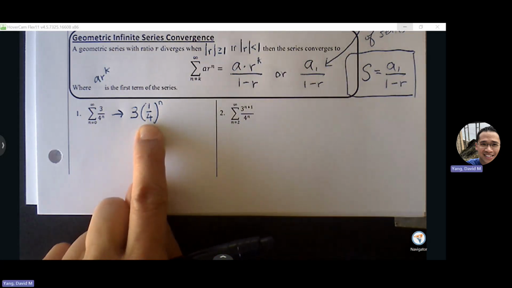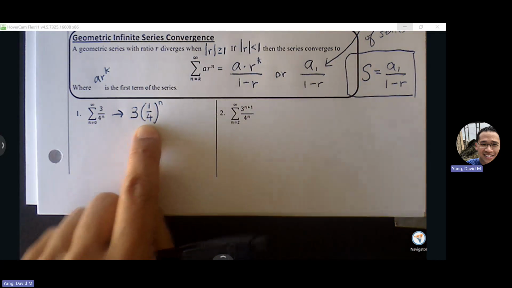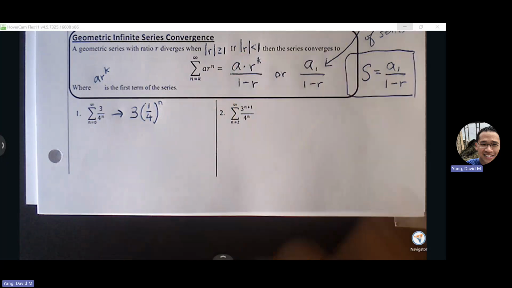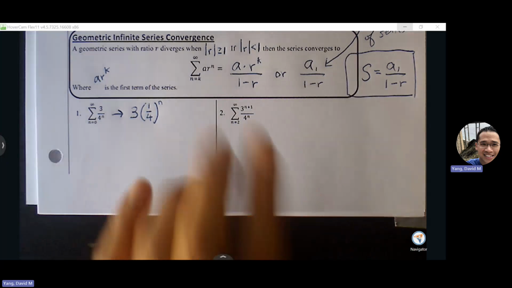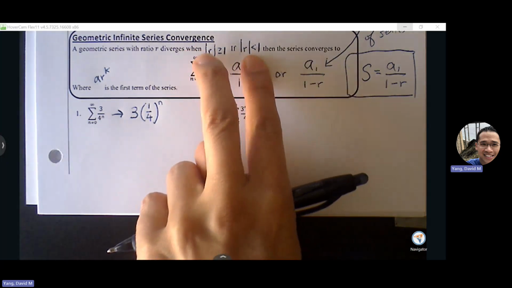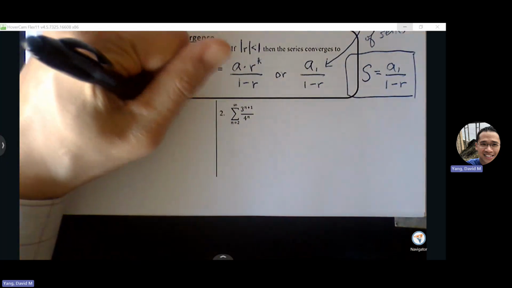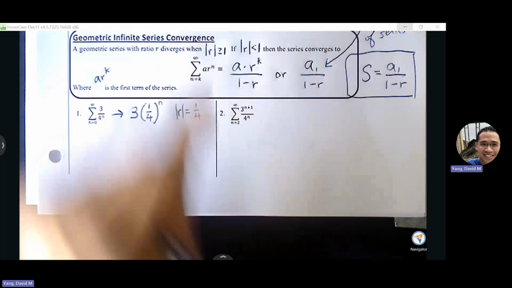Okay, so the absolute value of r is still positive, but even if it's negative 1/4, that will still fall under less than 1, right? We're looking at the absolute value of r. If it's negative, that's not going to influence whether it converges, so make sure we always just look at the absolute value of r. So here, my absolute value of r is 1/4. Okay, so will it converge or diverge?